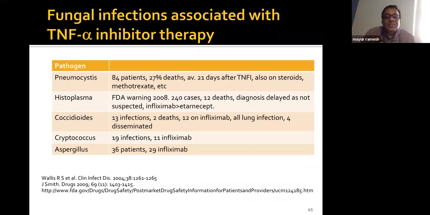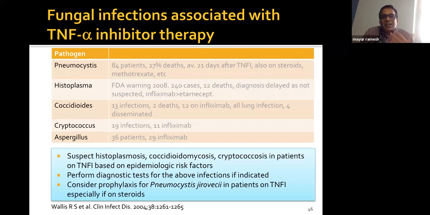As we said, TNF-alpha inhibitors carry a higher risk for pneumocystis and granulomatous infections such as histoplasma, coccidioidomycosis, crypto, or aspergillus. Obviously, we don't necessarily prophylax them because, although the risk is there, relatively speaking we rather treat the cases. The number needed to treat is fairly high, so we don't necessarily prophylax. But if there's a strong risk factor, we may consider that on a case-by-case basis. So routine prophylaxis is not recommended.